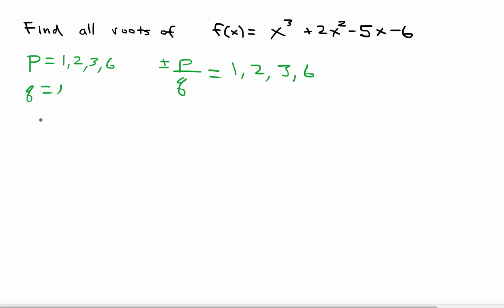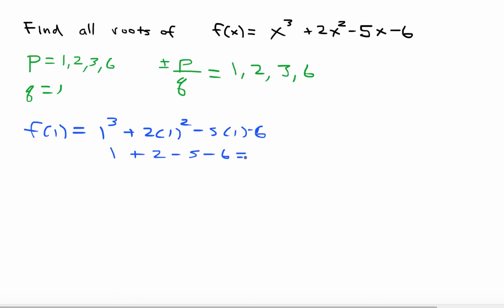So let's just start out with 1. We'll plug in f of 1, and hopefully we get 0. So we get 1 cubed plus 2 times 1 squared minus 5 times 1 minus 6. So we get 1 plus 2 minus 5 minus 6. This is 3 minus 5, negative 2, we get negative 8. So f of 1 equals negative 8, which means that 1 is not going to be a solution. So let's just try negative 1.